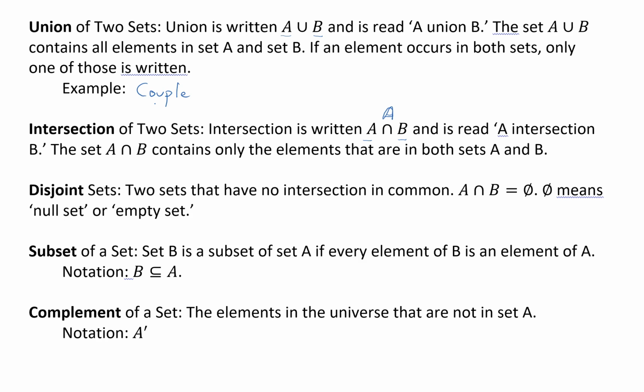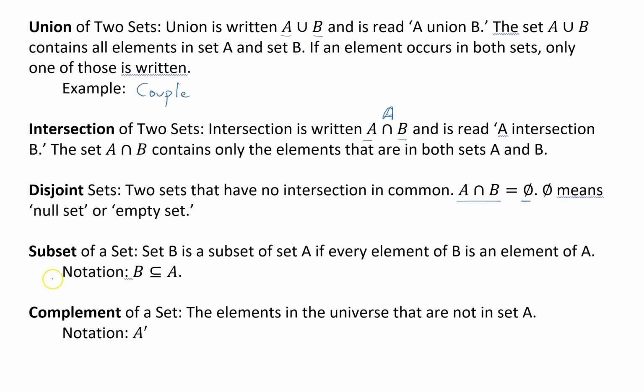All right, disjoint sets. These are two sets that have no intersection at all. And when we have no intersection at all, A intersection B then equals this null set. The 0 with a line through it means null set. I know some people write their zeros that way, but this little symbol here does not mean 0. It means that there's nothing in that particular set. It's the empty set.